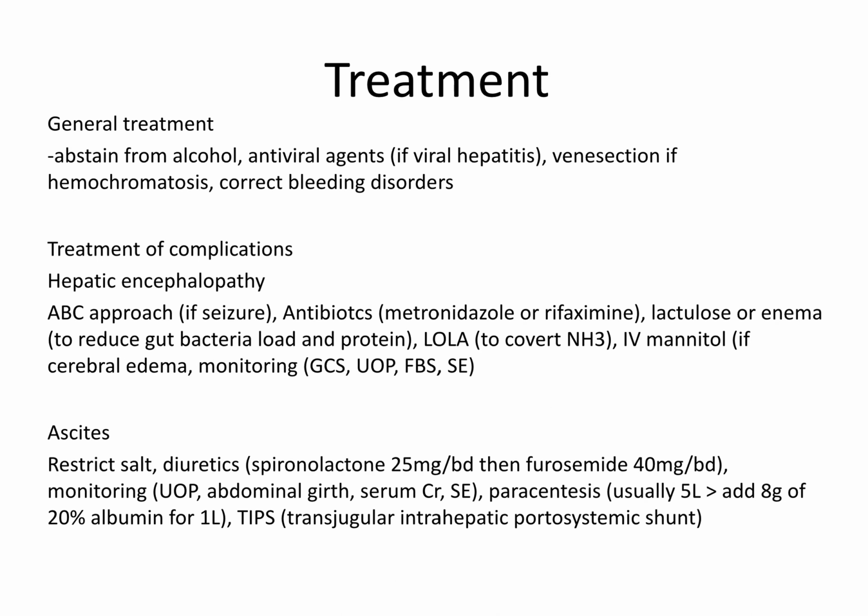And then when we talk about the treatment, obviously in the general treatment, we can actually give advice to the patient to abstain from alcohol. And then if the patient is having viral hepatitis, so the cause for the chronic liver cell disease is viral hepatitis, we can give antiviral agents. And if the patient is having hemochromatosis, we can do venesection, that is the treatment of choice for that. And then if the patient is having any sort of bleeding disorders, we can correct that as well.